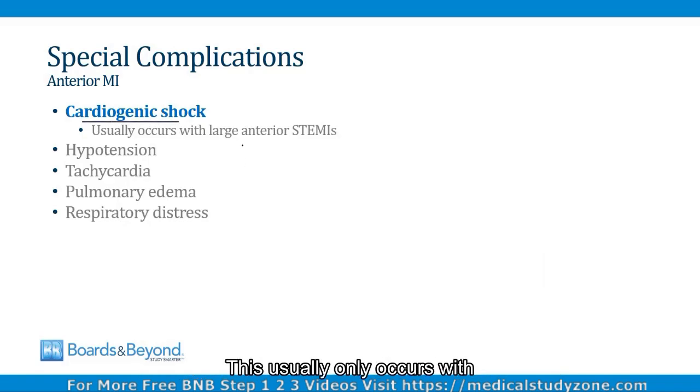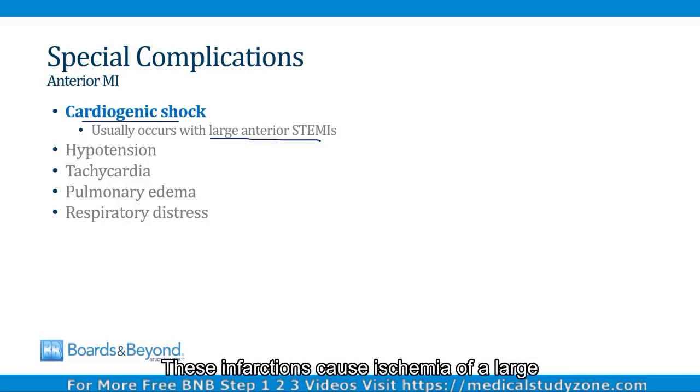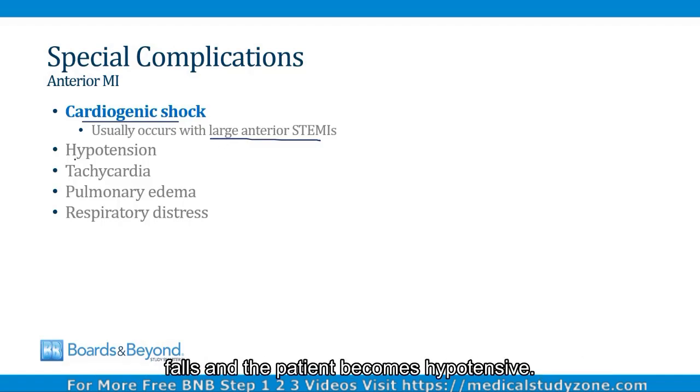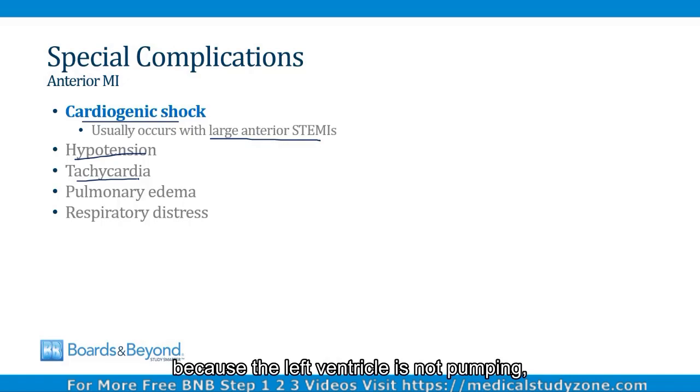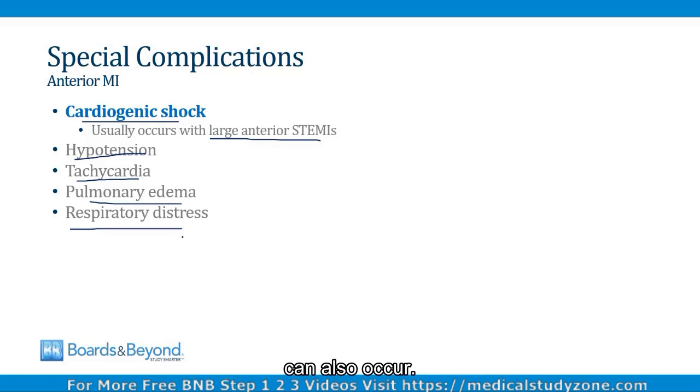This usually only occurs with large anterior ST elevation myocardial infarctions. These infarctions cause ischemia of a large amount of myocardium, and as a result, cardiac contractility falls and the patient becomes hypotensive. The patient will also have tachycardia because the left ventricle is not pumping, the pressures go up in the chambers of the heart, and pulmonary edema will occur, and respiratory distress can also occur.